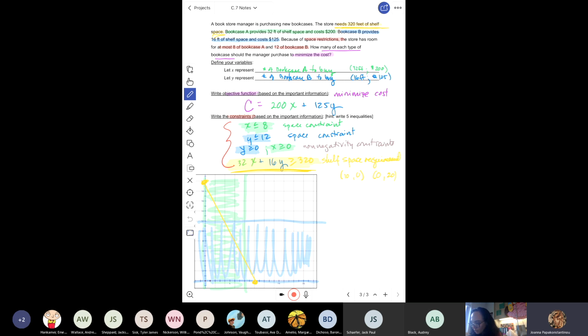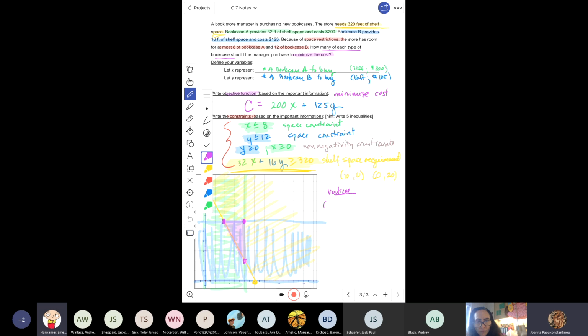Am I going to shade above and to the right or down and to the left? Above. You are absolutely correct. So if I'm trying to find my feasible region, it is going to be in here. Isn't that my only place that is graphed by all of them? So let's identify the vertices. I have 3 vertices. What are my vertices? Can anybody tell me what they are?